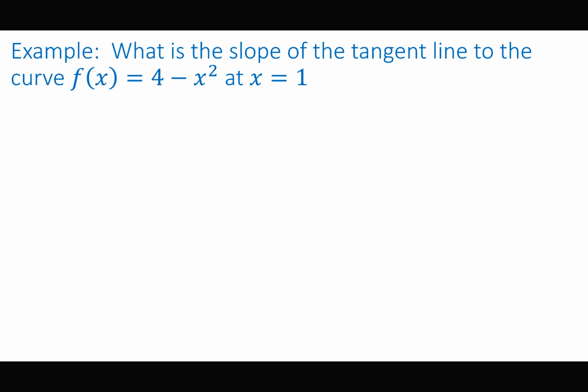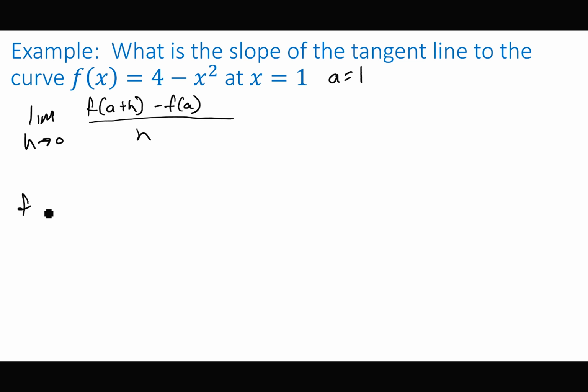All right, one more problem, and then we're done. What is the slope of the tangent line to this curve now, 4 minus x squared, at x equaling 1? So again, that x equaling 1, we can think of our a value as 1. So let's use that first limit definition. The limit as h approaches 0 of f of a plus h minus f of a all over h is the definition we're going to use.